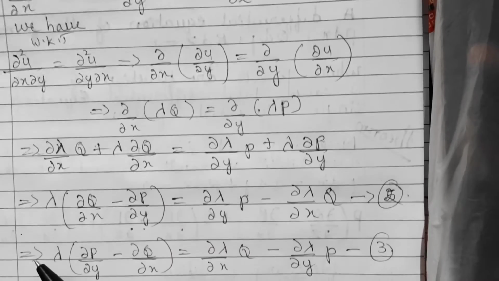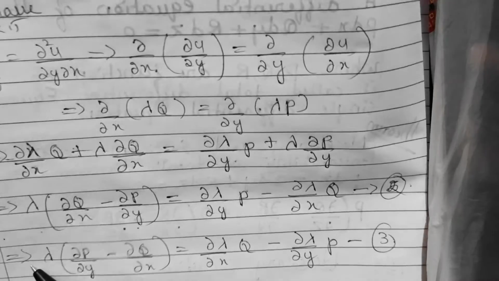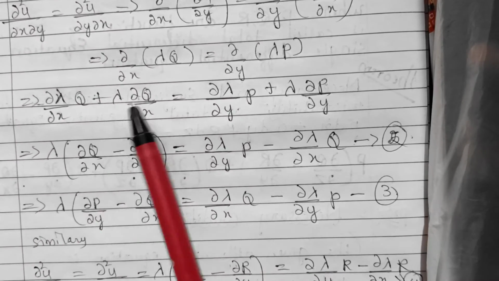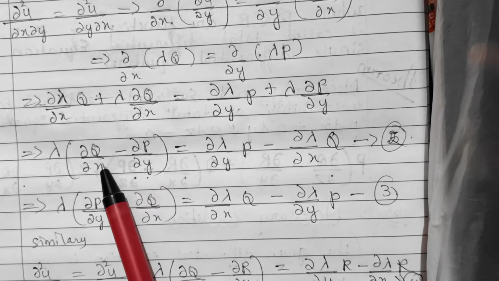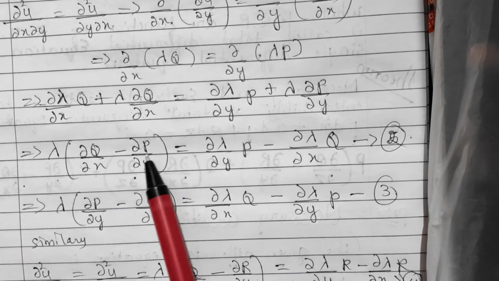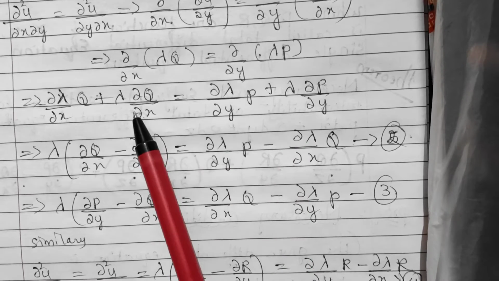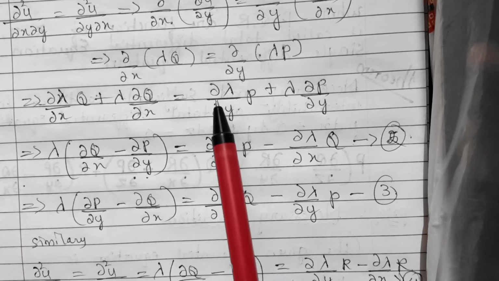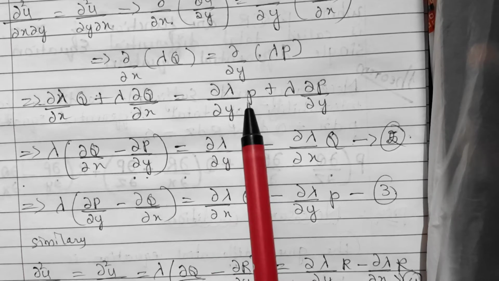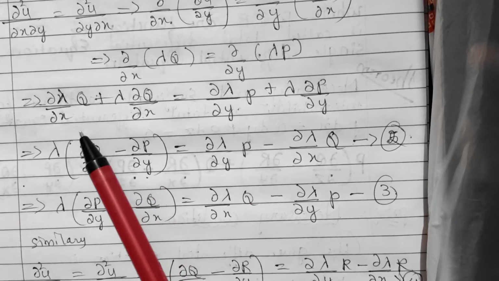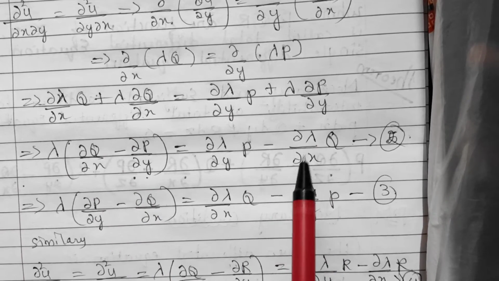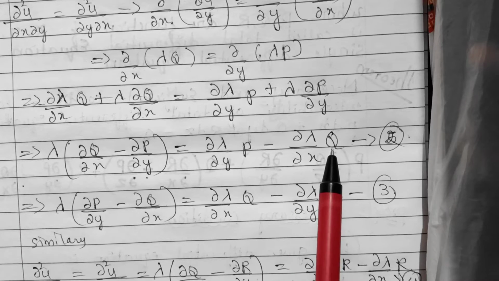Therefore, taking λ common means we have ∂q/∂x, and if we take this value to this side, it will be minus ∂p/∂y. In this, what we have common is λ. So λ(...) equals ∂λ/∂y into p, keep as it is. Take this value from the right-hand side, that is minus ∂λ/∂x into q.